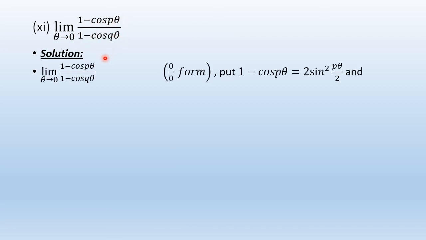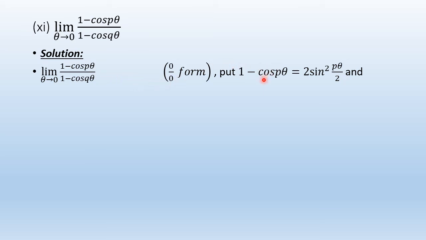Part 11. Limit when theta tends to 0, (1 minus cos p theta) divided by (1 minus cos q theta). And our observation is that it is in the form 0 by 0. That is, if we apply the limit directly to this and to this, we will get 1 minus 1 by 1 minus 1, that is 0 by 0, which is not defined. So what do we do?